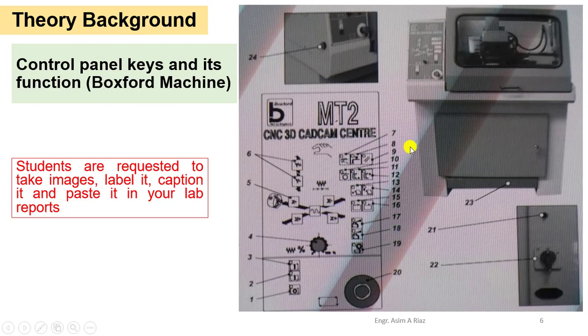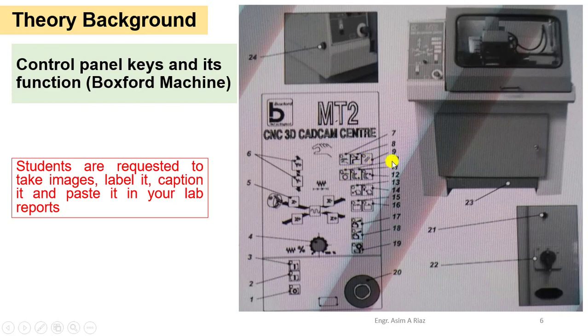Next is button number 7. When this button is on, or when you see the green light inside this button, it shows that the machine is in manual mode. The second button is the coolant on/off or coolant control button. Third, this is label 8, and the label 9 button is used to show whether power is being received by the Boxford machine or not. It is also used for the reset.